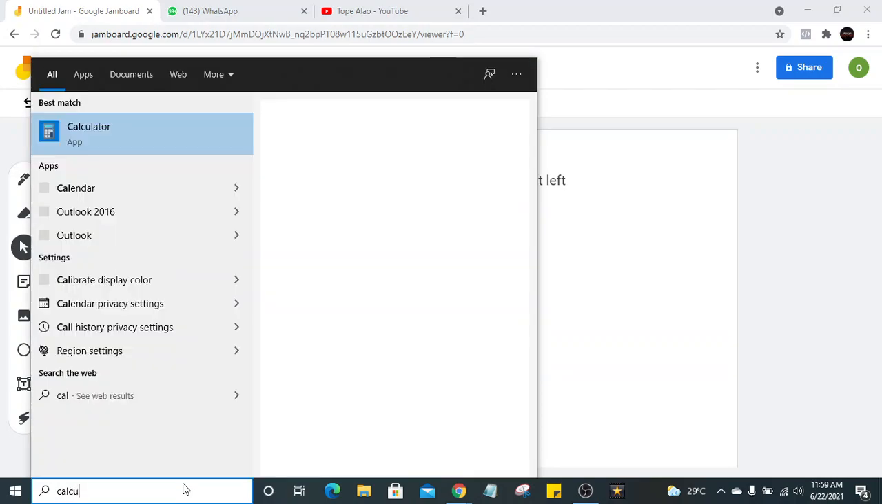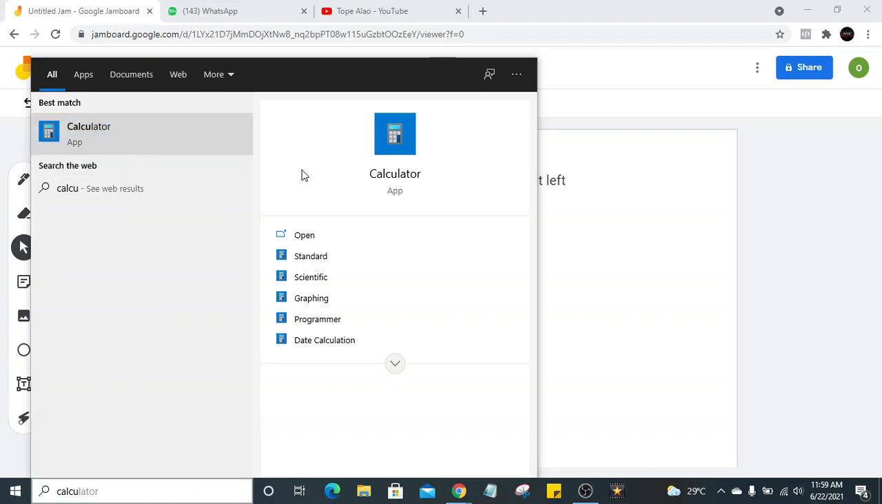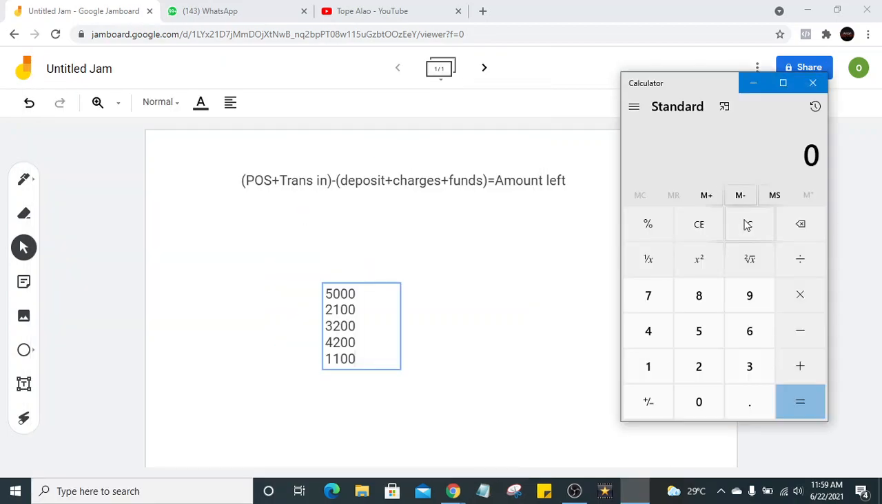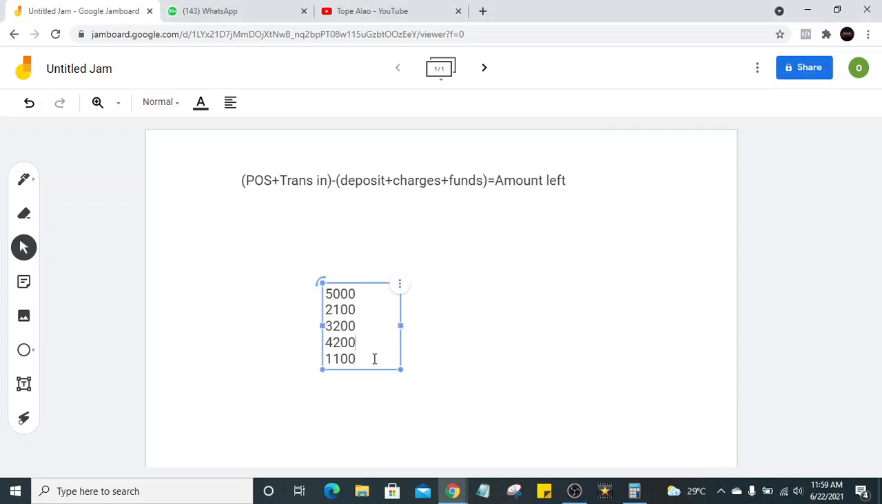I'll also be taking you through a live example from one of my outlets. I'll show you their report for yesterday, and I'll show you how I manage it. But let me show you this first. This is 5,000. The customer came and said he wants to withdraw 5,000. All these amounts are the exact amount you press on the POS.